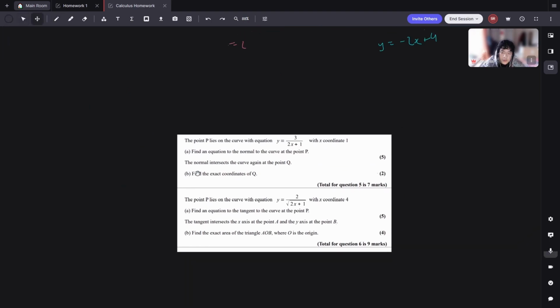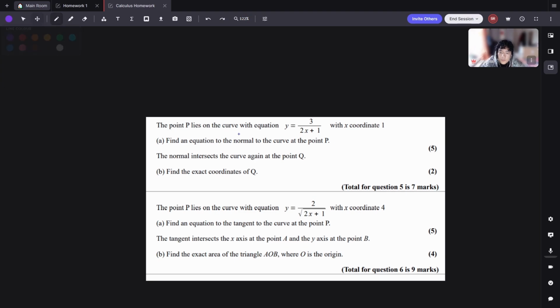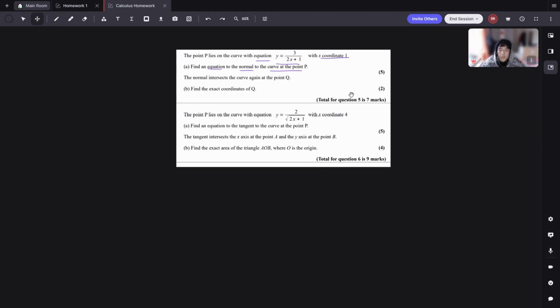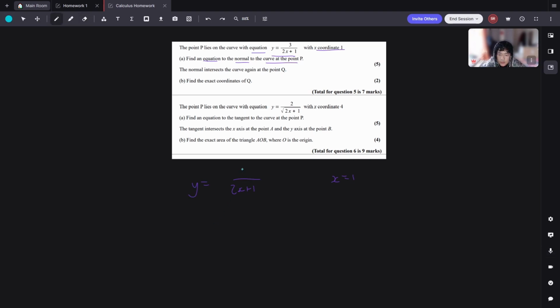And then here the point P lies on the curve with the equation y equals 3 over 2x plus 1 with x coordinate 1. Find an equation to the normal to the curve at point P. So the point P lies on that curve, so y equals 3 over 2x plus 1, and at the x coordinate we need to find an equation to the normal. So the normal is going to be the negative reciprocal of the gradient of this.